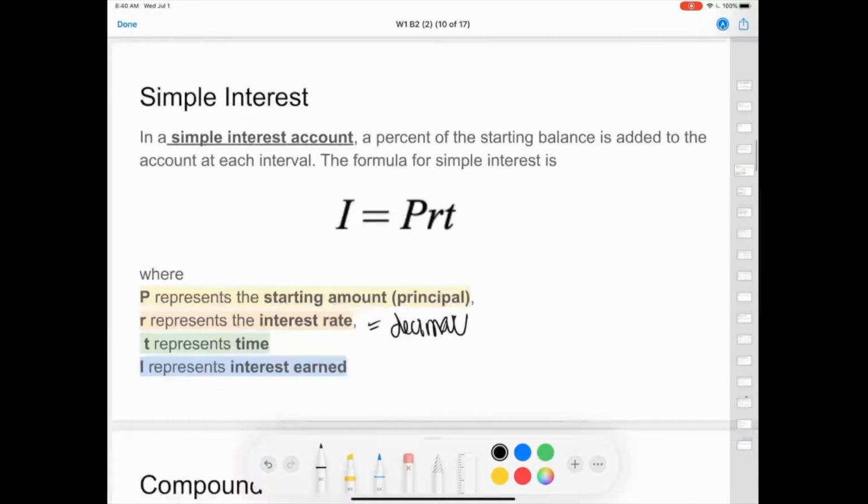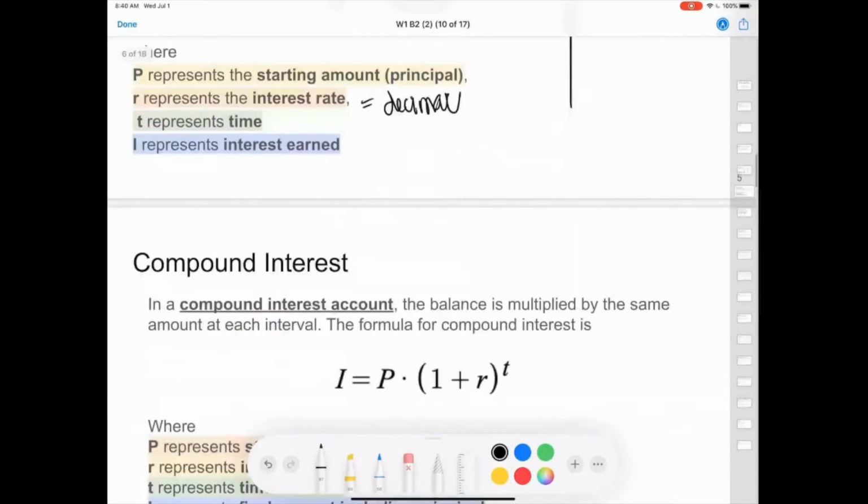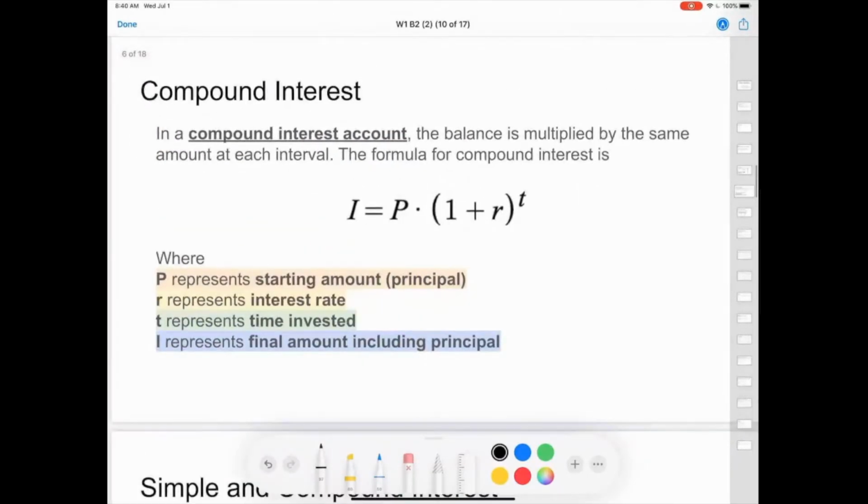Okay, so let's go ahead and continue. All right, the second type of account we're looking at for this lesson is a compound interest account. The balance is multiplied by the same amount at each interval. The formula for compound interest is I equals P times 1 plus R to the T. And this is what everything represents.